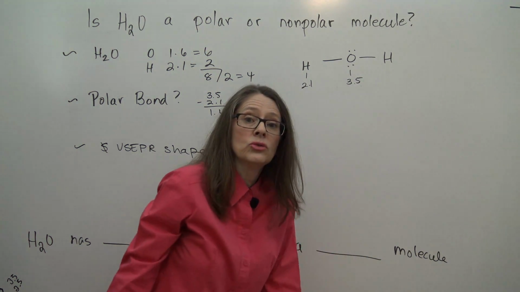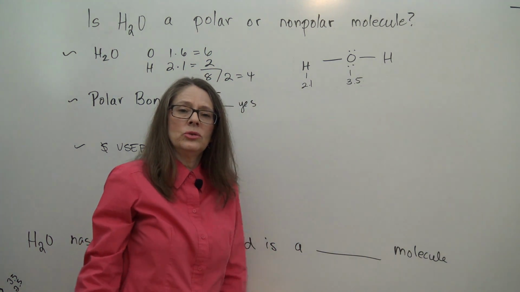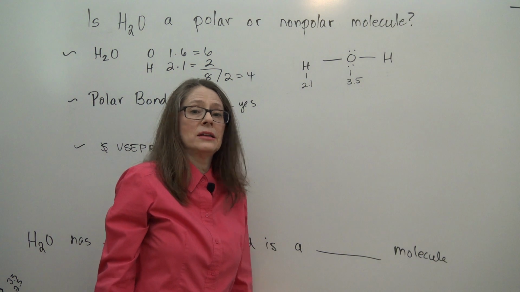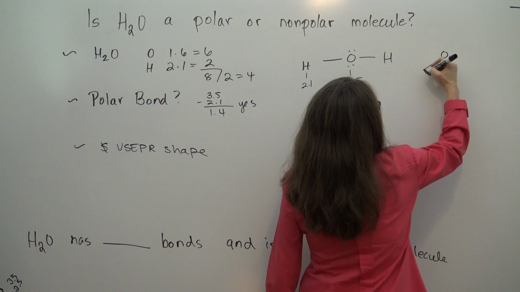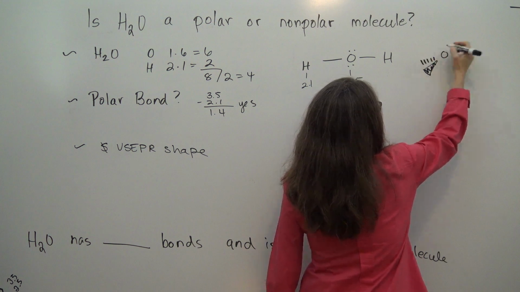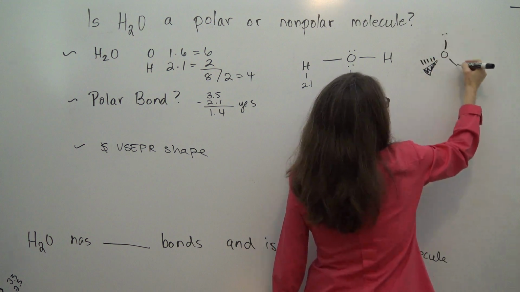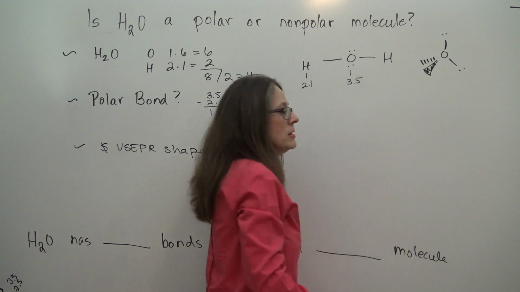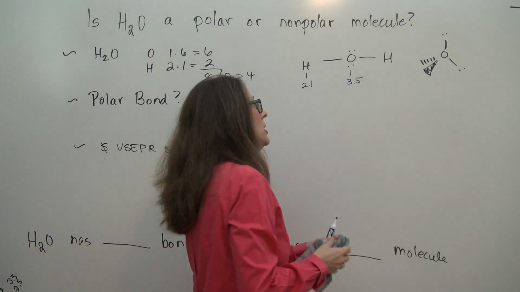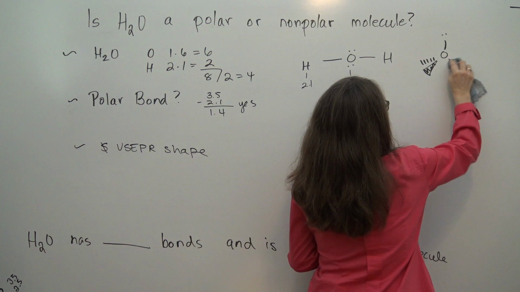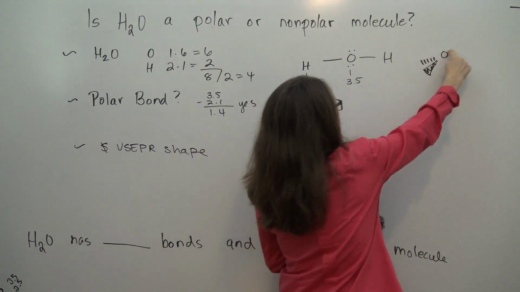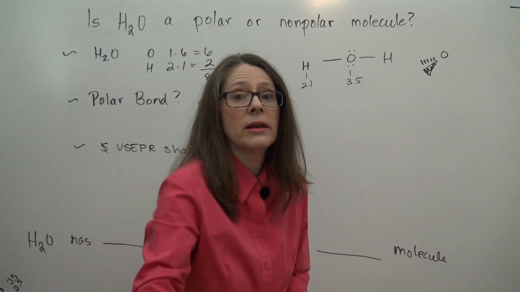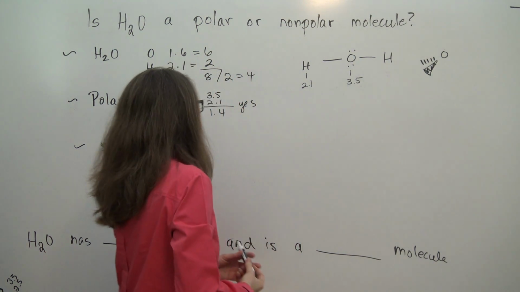But Dr. V, you drew it like it's a straight line. Yep, I drew it like it's a straight line, but it's not. It's really bent. And I'll put those lone pairs right there. That would be the electron pair geometry. And when I erase those and do the molecular geometry, you can see it's not a straight line.